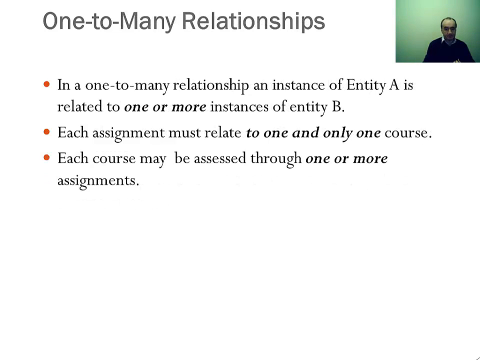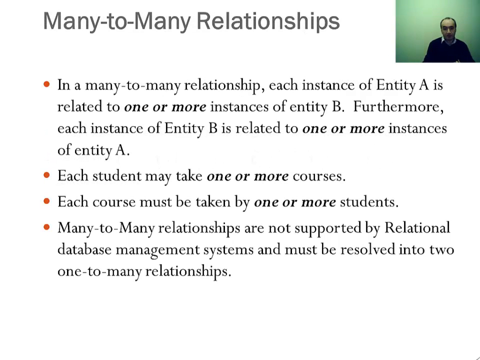One-to-many relationships says that an instance of an entity is related to one or more instances of another entity. For example, each assignment must relate to one and only one course, but each course may be assessed through one or more course assignments. In a many-to-many relationship, an instance of an entity is related to one or more instances of another, and vice versa. For example, each student may take one or more courses. Each course must be taken by one or more students.